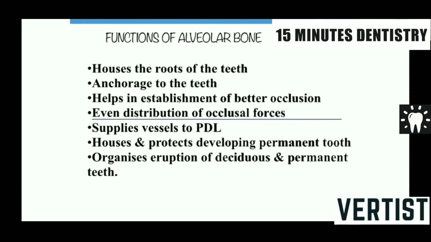And what is the function of this alveolar bone? It houses the roots of the teeth, it anchors the tooth, it helps in the establishment of better occlusion. There is even distribution of the occlusal forces. It supplies vessels to the periodontal ligament. It also houses and protects the developing permanent tooth. It organizes eruption of deciduous and permanent teeth.